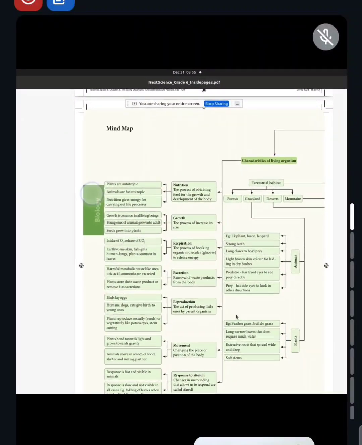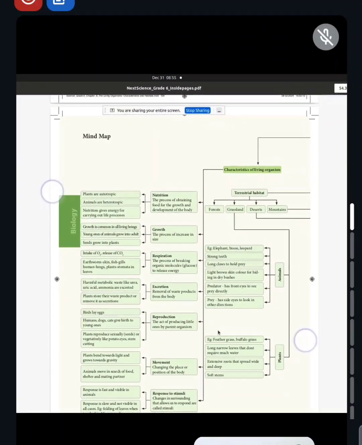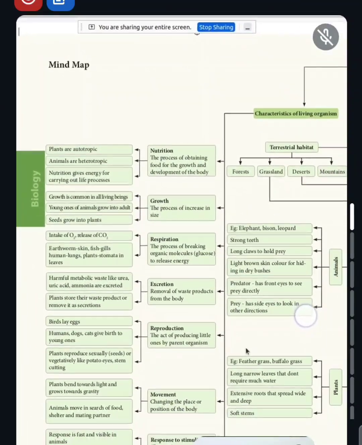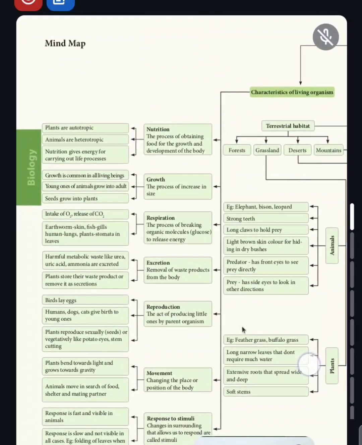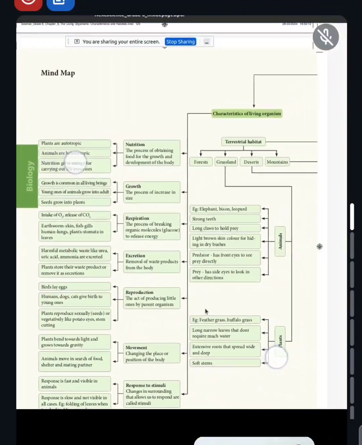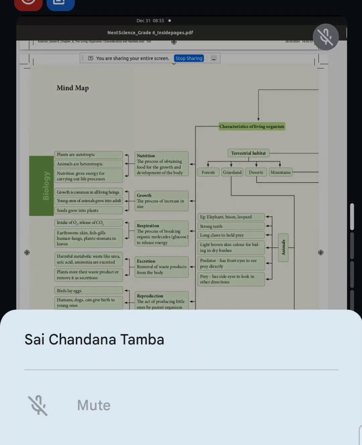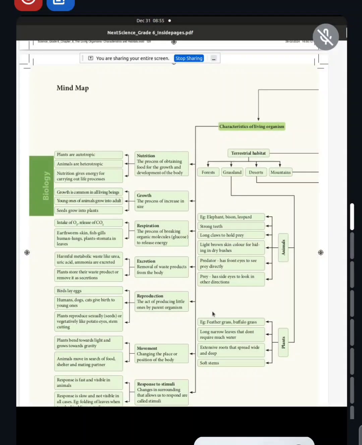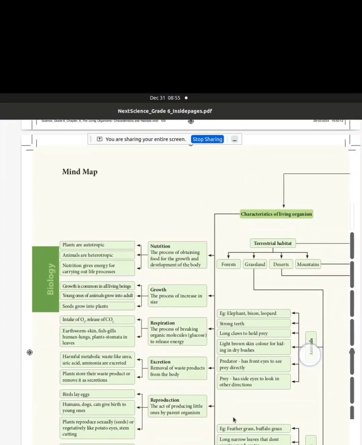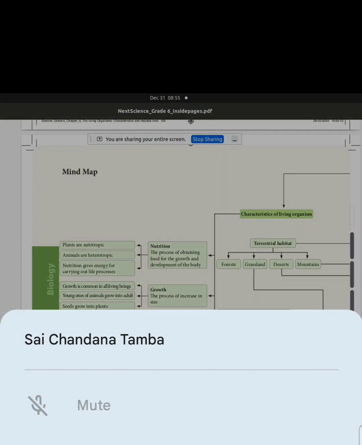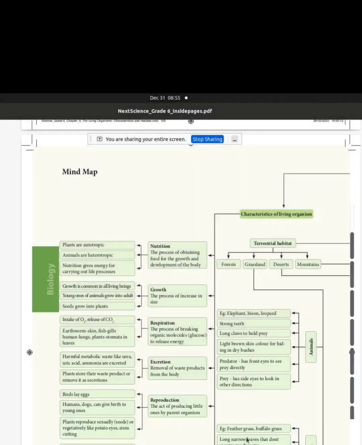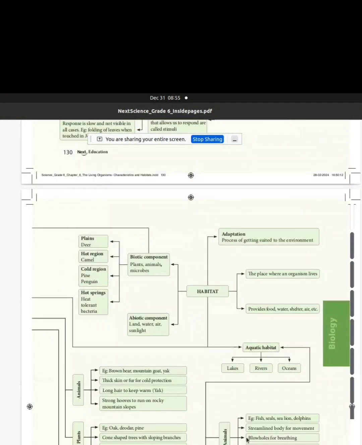Whatever they have read in that chapter at the end. So that is why the mind map is given at the end of the chapter rather than at the start. Also, if there is any surprise test which the teacher is going to conduct, the students might not have enough time to go through the entire chapter. So just by seeing the mind map, they'll have a complete revision of that chapter. This is the reason why we have given a mind map in this manner.